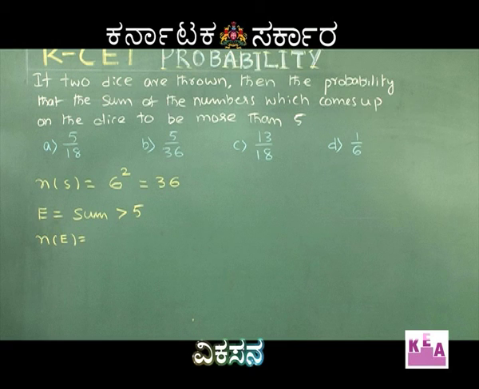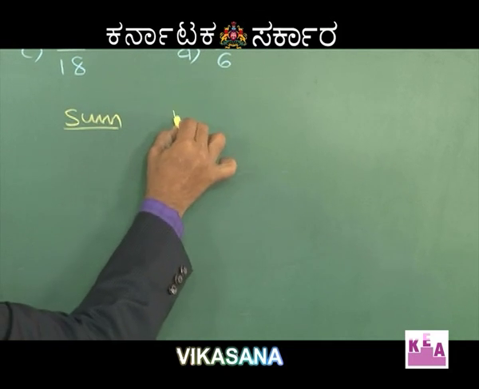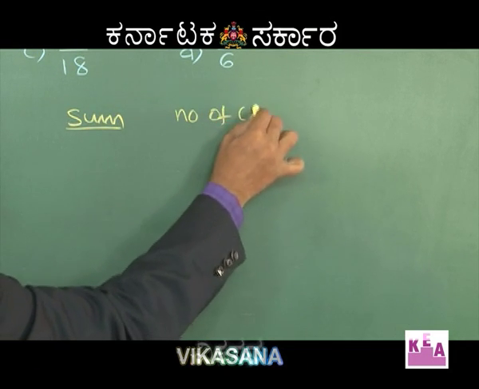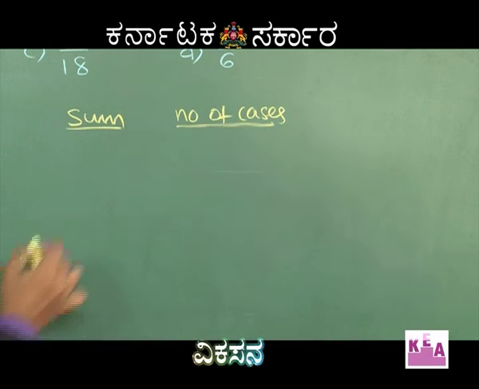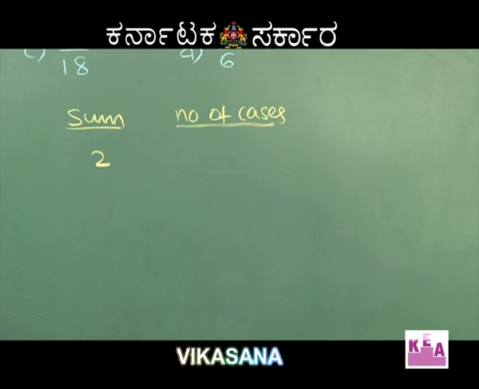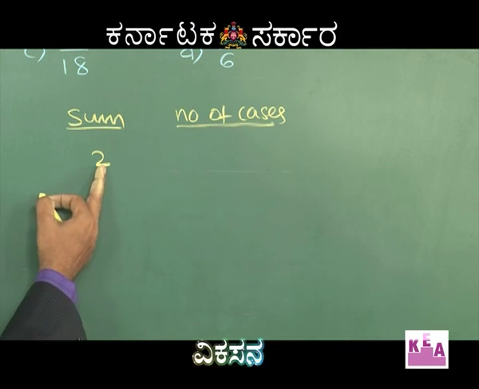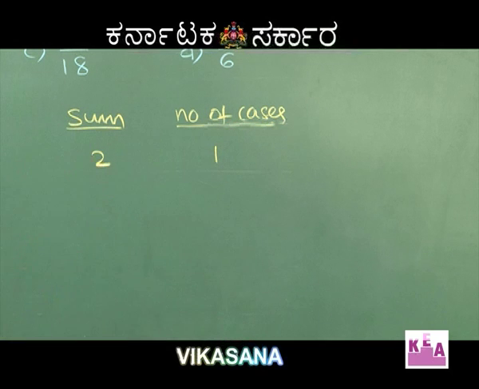The shortcut technique is, look here, I will write the shortcut: sum of the dots, number of cases. When 2 dice are rolled, the minimum sum will be 2 and the maximum will be 12. So getting a sum of 2, the number of cases will be 1, that is (1,1). For sum 3, such cases will be 2.